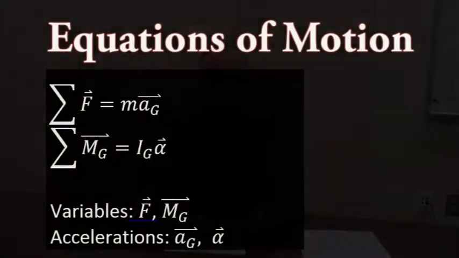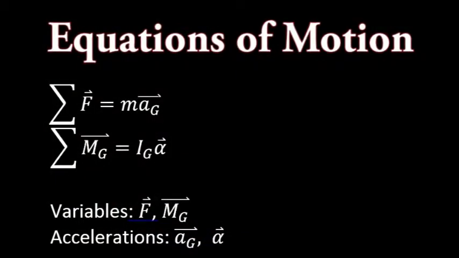The equations of motion approach is based essentially on Newton's original law, F equals ma, and it represents the extension of Newton's original law to rigid bodies. So in this case, and I'll speak only about two-dimensional problems, we have a vector equation which says the sum of the forces acting on a body equals the mass times the acceleration of the center of mass of that body.